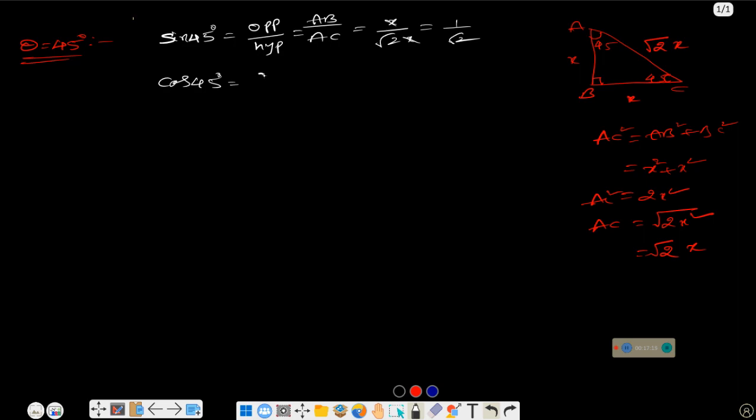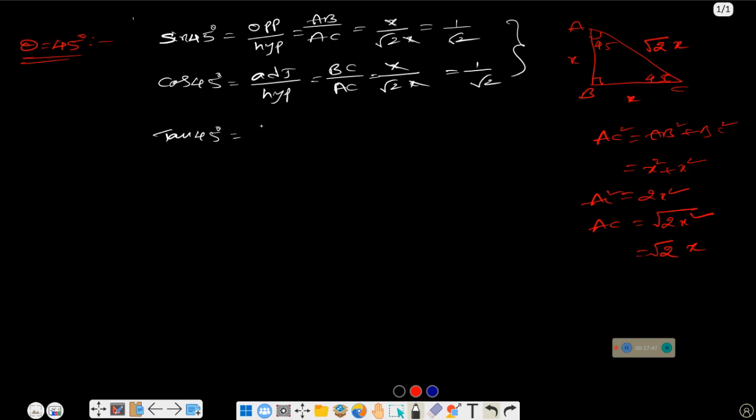Similarly, find out cos 45. Cos formula what? Adjacent by hypotenuse. What is adjacent of 45? BC by hypotenuse what? AC. What is the BC value? X by root 2x. Then AC value what? Root 2x. So x cancel means how much you get? 1 by root 2. Means here both are same. Sin 45 cos 45 both are same only. Remember this point.